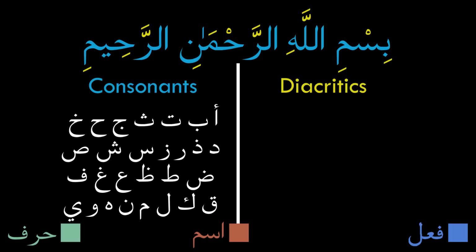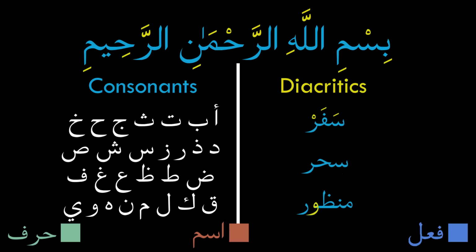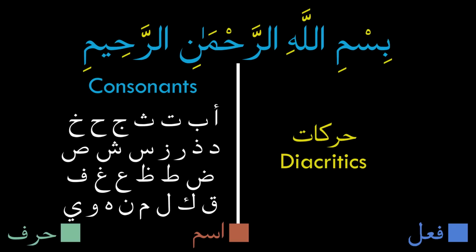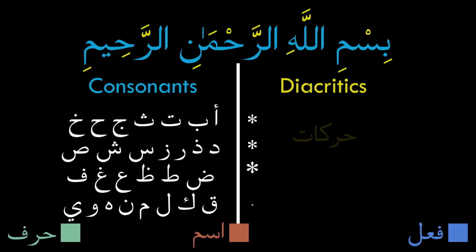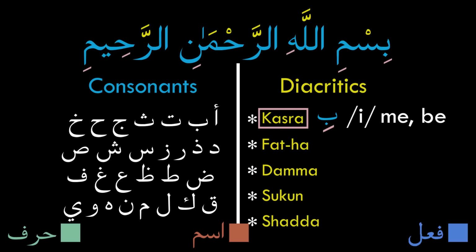And unlike the English language, where the vowels are placed in front of the consonants, in the Arabic language, you put marks above or below them, and we can call them harakat or diacritics. They play the role of short vowels and sometimes long vowels. There are 5 main diacritics. 3 of them are short vowels. The first one is kasra, a small diagonal line placed below a letter and represents a short E, as in the word me or be.